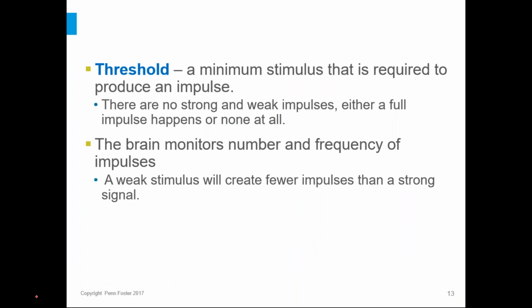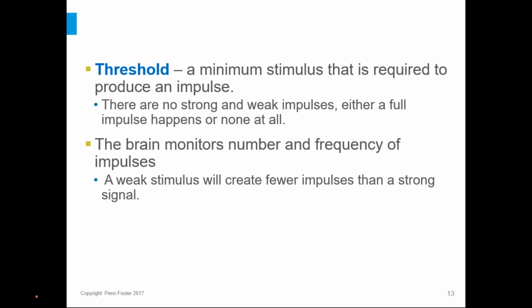A small stimulus may not be enough to start an impulse. Each neuron has a threshold, a minimum stimulus that is required to produce an impulse. There are not strong and weak impulses. Either a full impulse happens or none at all.